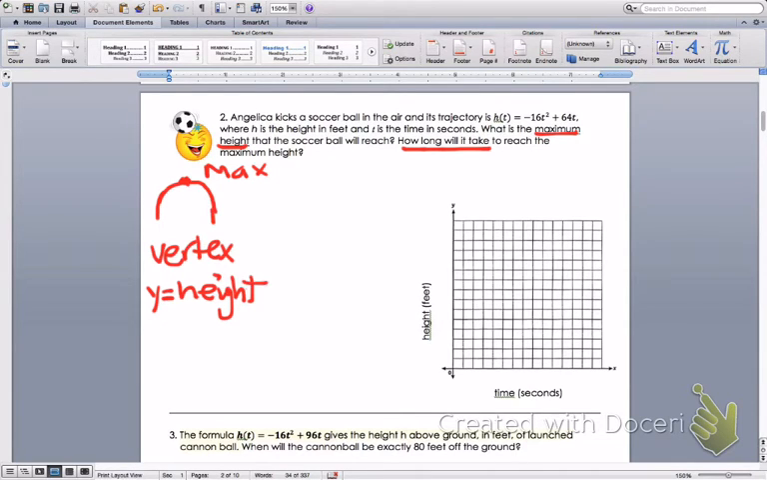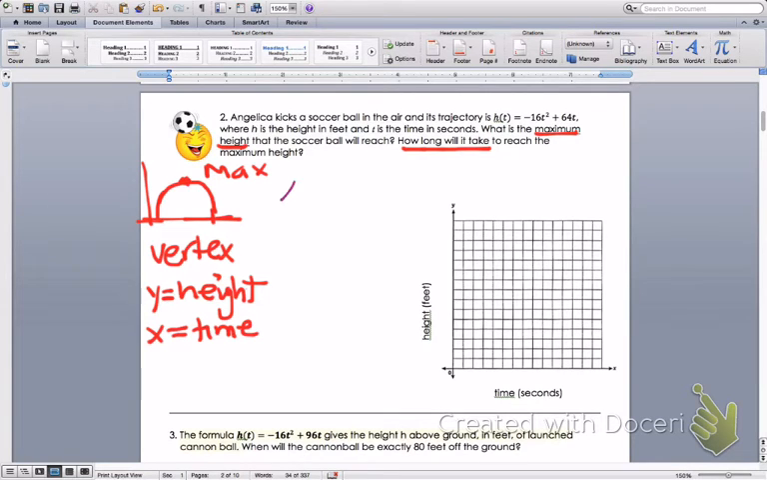And how long will it take to reach this height? So going across, how much time will it take? That's going to be our x value, which will be the time. So height would be the vertical, time would be the horizontal, and height would be the y value. X is the time. So if we find the vertex, those two values will give us our solution. So let's go ahead and find the vertex.